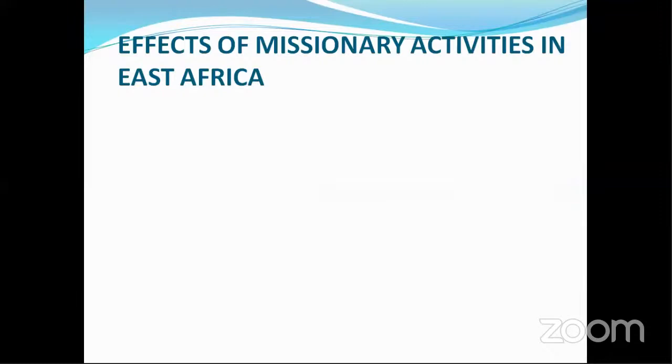But in most cases, when you are told to give effects of the missionary activities, most of the learners instead give us the activities. They look at the activities as effects. But when we are told to look at effects, we are supposed to give the effects of the activities, not talk about the activity. You talk about an activity and its effect.